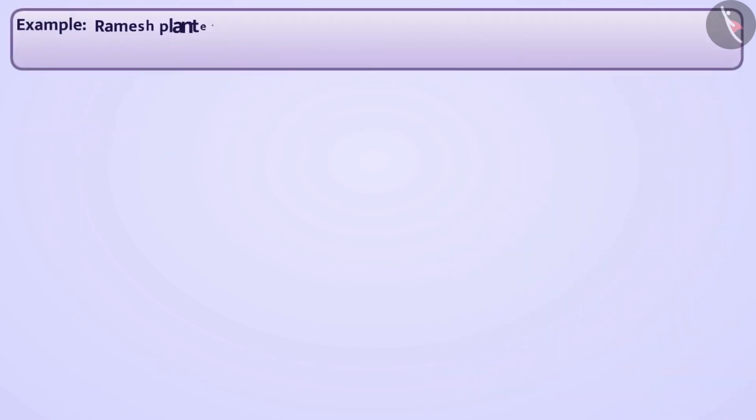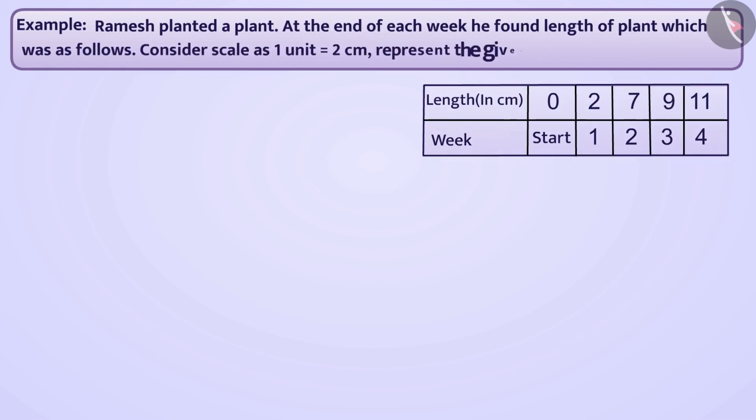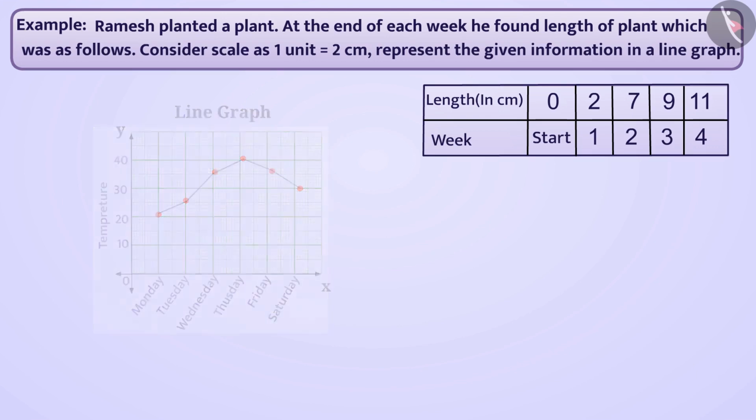Ramesh planted a plant. At the end of each week, he found the length of the plant, which was as follows. Consider the scale as 1 unit is equal to 2 cm. Represent the given information in a line graph. A line graph represents data that changes continuously over time. Data is displayed by dots in the line graph. Now, let us draw a graph based on the information shown.